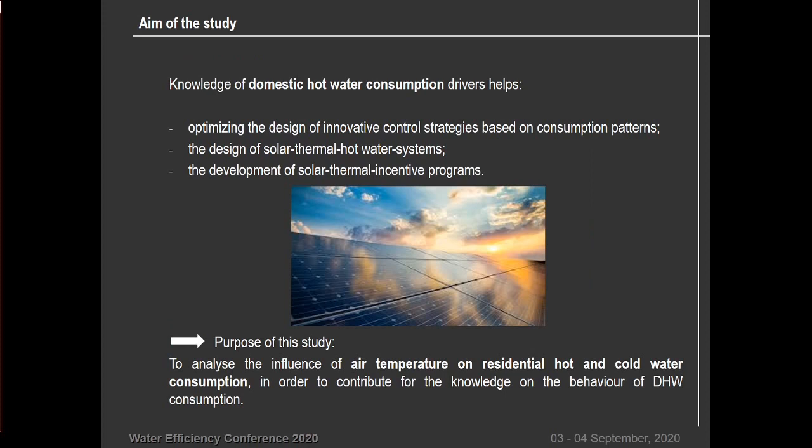Understanding domestic hot water consumption drivers is a key requirement for optimizing the design of innovative control strategies based on consumption patterns and the design of solar thermal hot water systems, as well as to help develop solar thermal incentive programs. In this regard, the purpose of this study is to analyze the influence of air temperature on residential hot and cold water consumption, in order to contribute to the knowledge on the behavior of domestic hot water consumption.